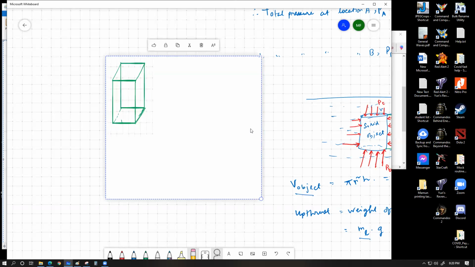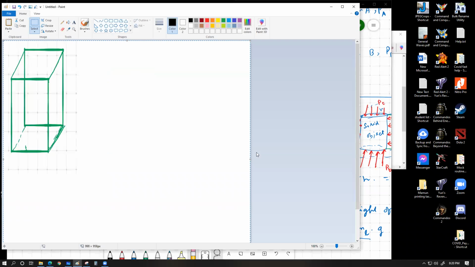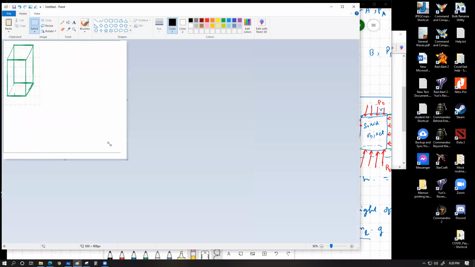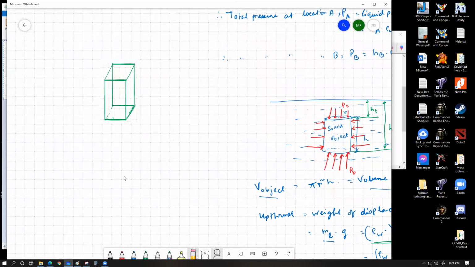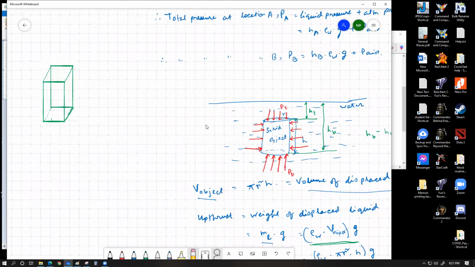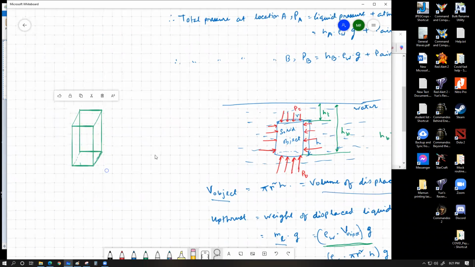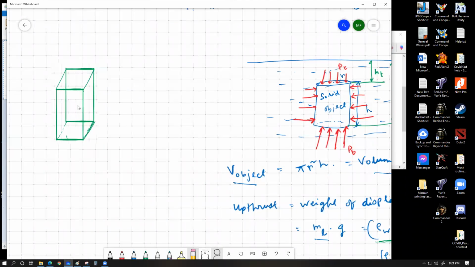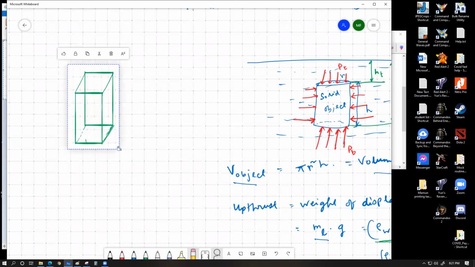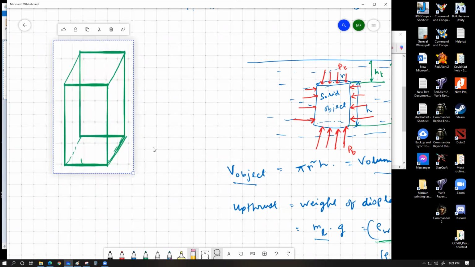Can I select this object individually? No, I cannot, because this image is too large. So might as well make this image smaller. Okay, got it. So that's the point I was trying to make: if we have an object that has a slightly different dimension, in this case an object which has a longer height and smaller surface.